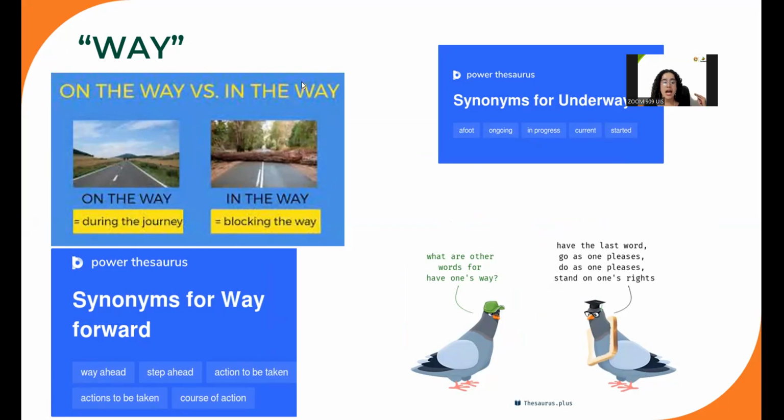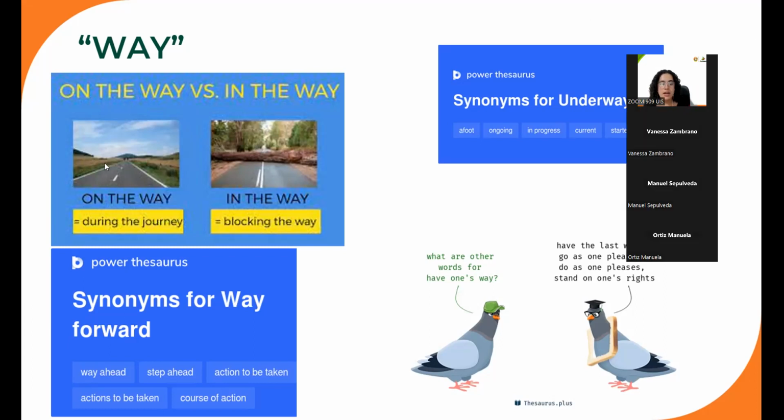So when I say I am on my way, it means that I am going to the place, right? I'm on the journey to arrive to that place. I'm on my way. If I say something is in the way, it means that it's blocking the way, right? So the tree is in the way. The car is on the way to the airport, for example. Okay, that's the difference. On versus in the way.